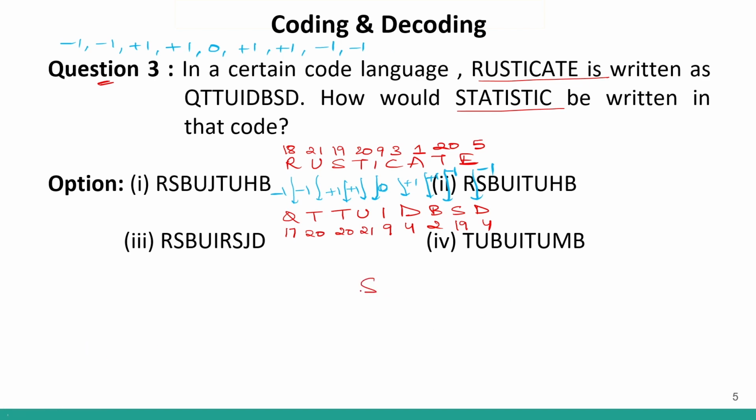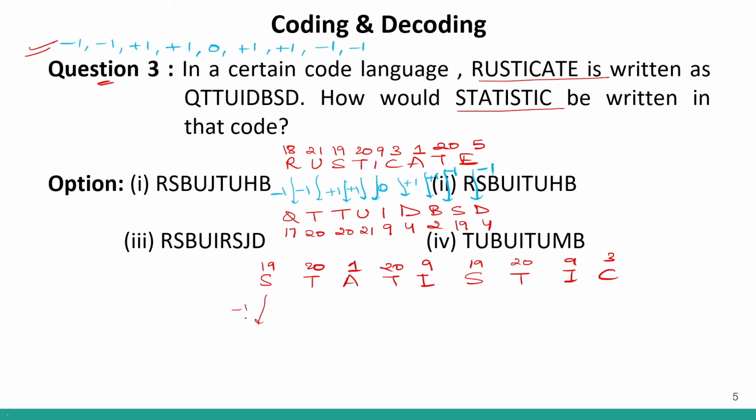So I am writing STATISTIC. So if I give them forward ranks, S is 19, T is 20, A is 1, T is 20, this is I, so this is 9, this is C, 3, correct? These are your forward codes. Now I'll use the same pattern, this one, I'll use the same pattern.